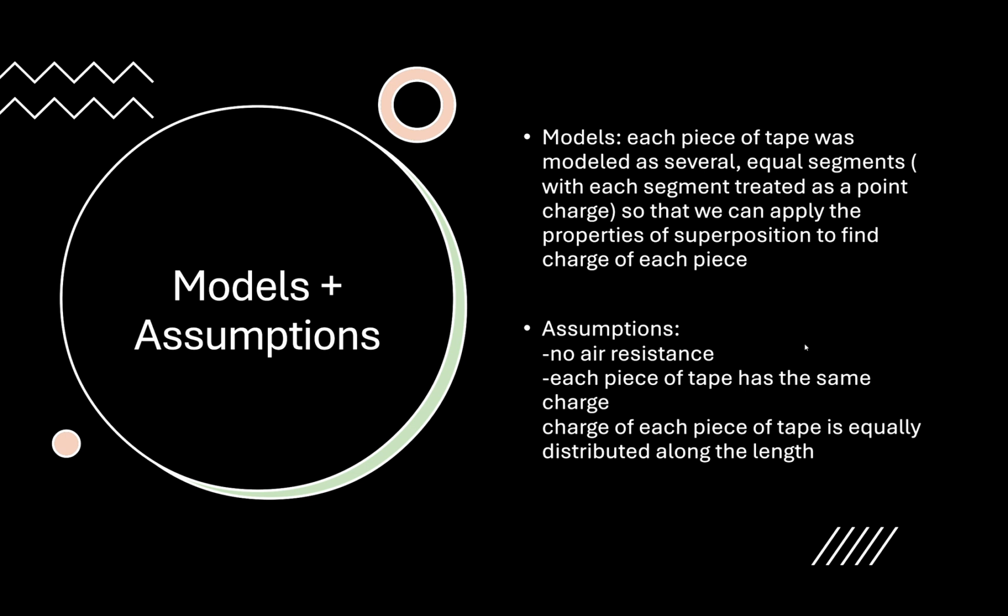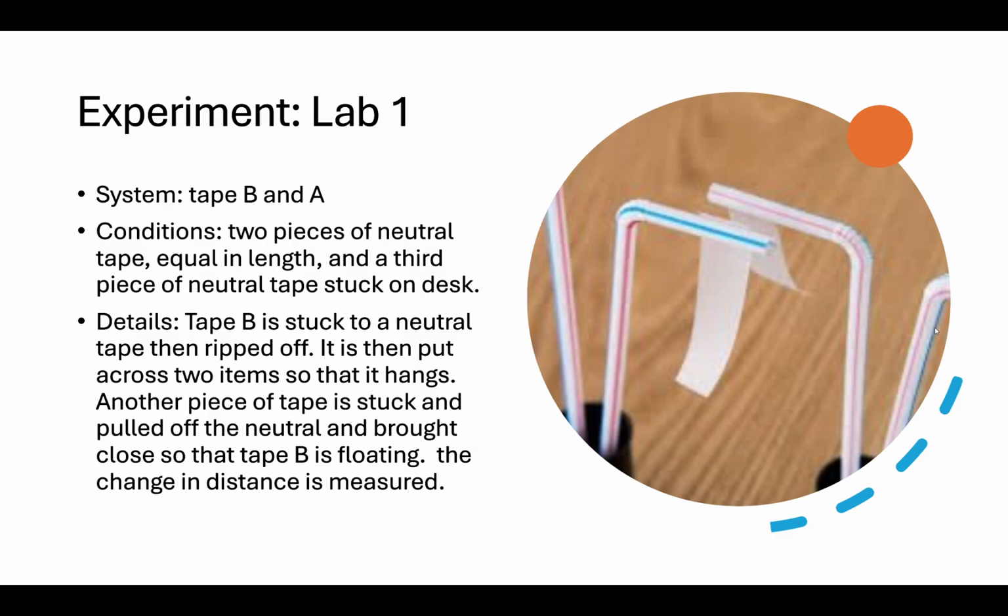Some assumptions we made: there's no air resistance. Each piece of tape has the same charge, and the charge of each piece of tape is equally distributed along the length. All of those are not technically true, but we can assume that. So in our experiment from lab 1, we had 2 pieces of tape, both equal in length, and we stuck a third on the desk, ripped the 2 pieces of tape off and set them to the desk one by one, so they gained a charge, and then put them close to each other so that one would float.